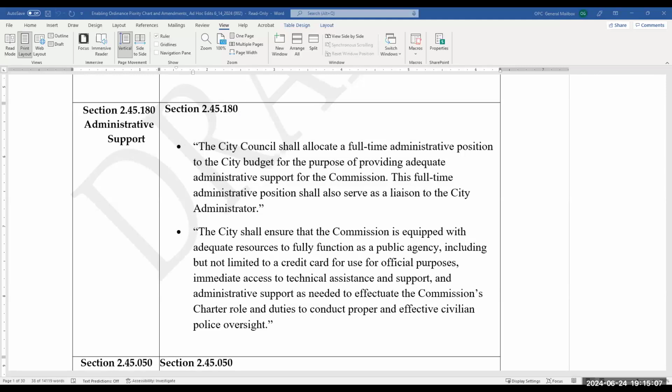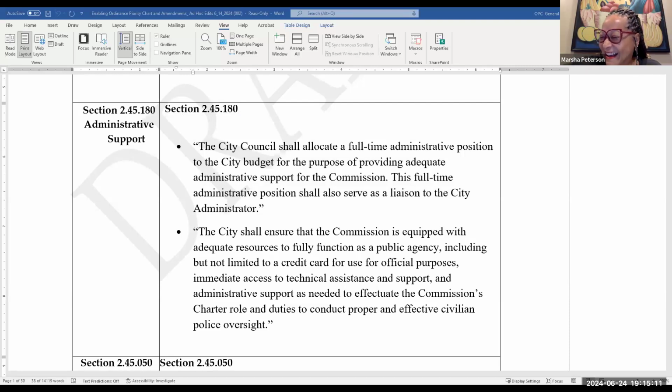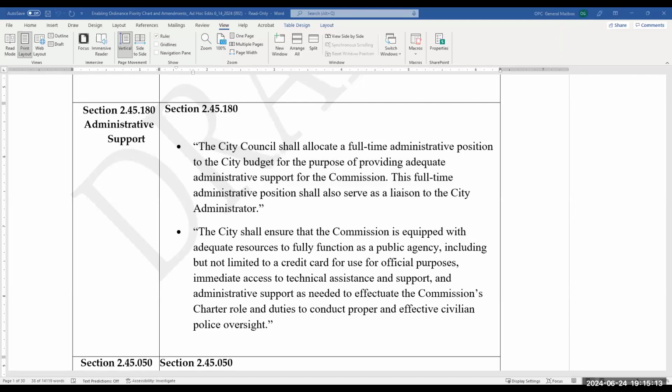The city shall allocate, at minimum, the city council shall allocate 2 full-time positions to the commission budget for the purpose of providing adequate, you can say administrative or not, take it or leave it, support for the commission.